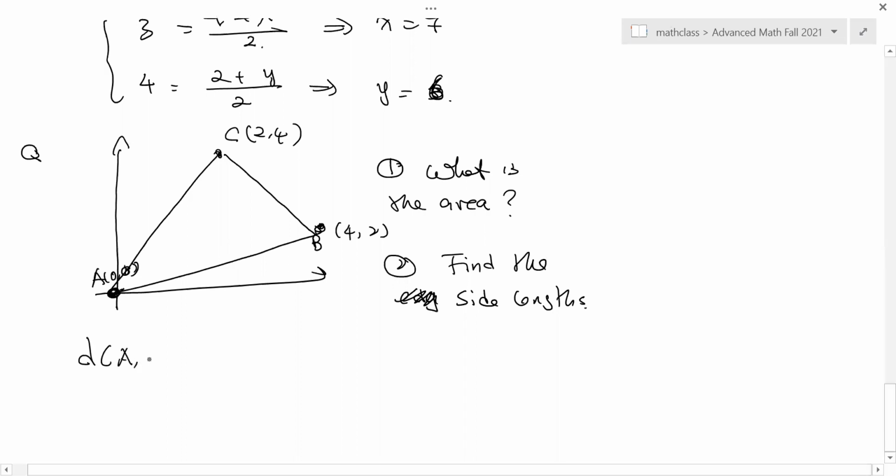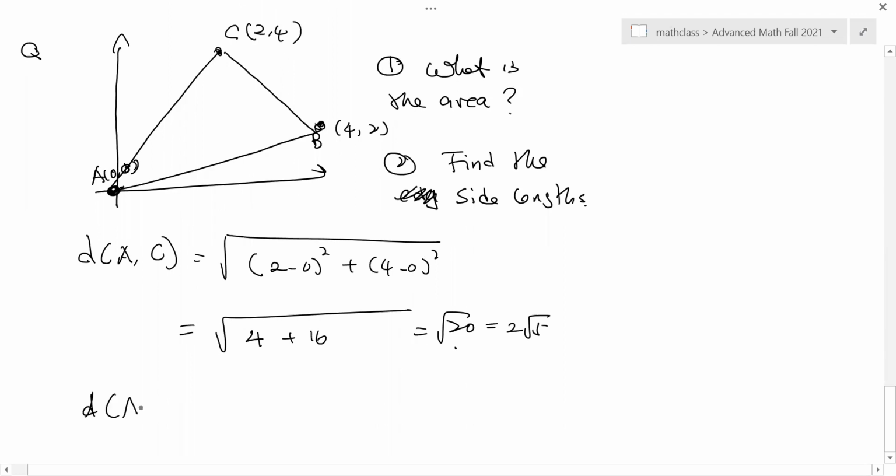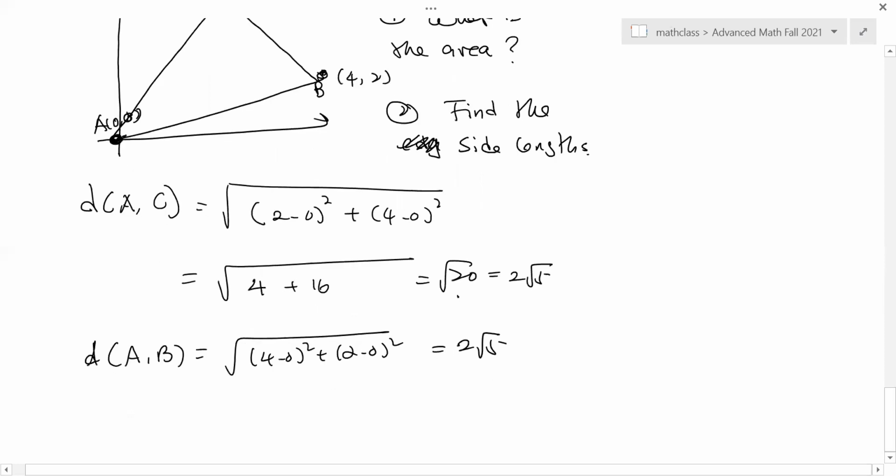So the distance between A and C: the difference of x coordinates, the difference of y coordinates. That gives 4 and 16, that's the square root of 20. Square root of 20 is 4 times 5, that's 2 square root of 5, after you simplify. I also get the same for A and B: 4 minus 0 squared plus 2 minus 0 squared, the same, square root of 20. So this is going to be an isosceles triangle.